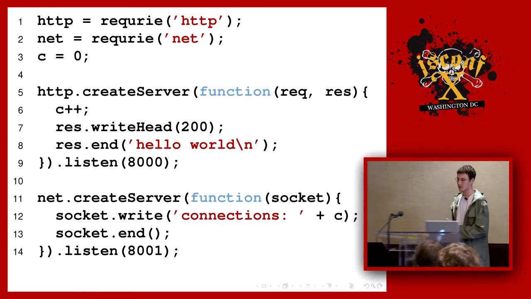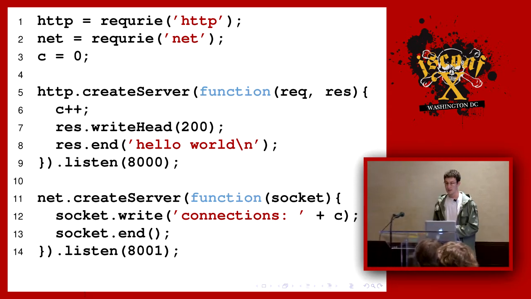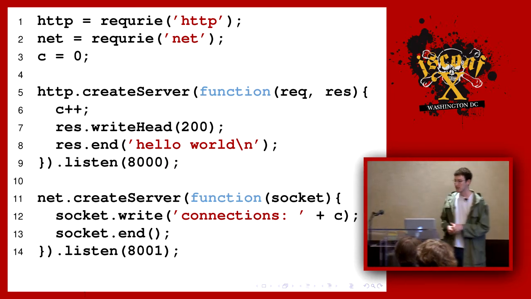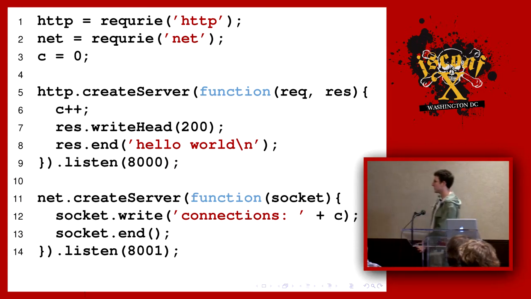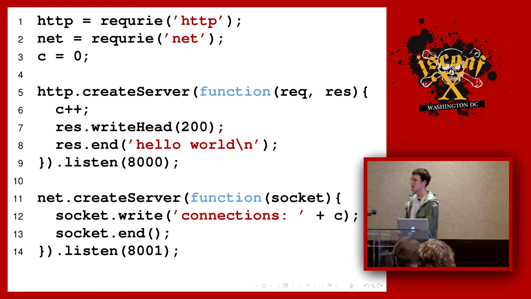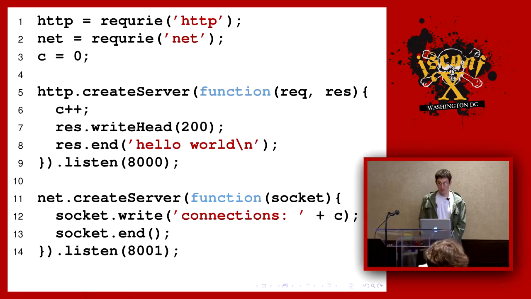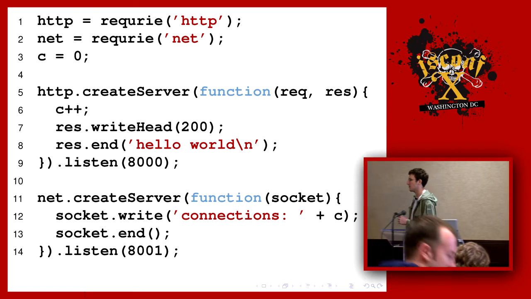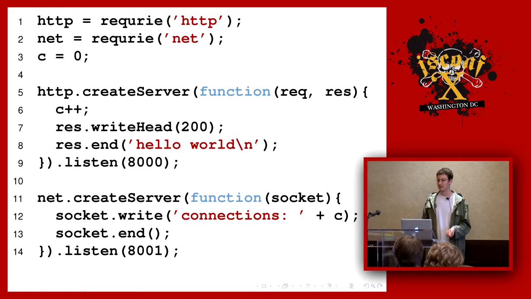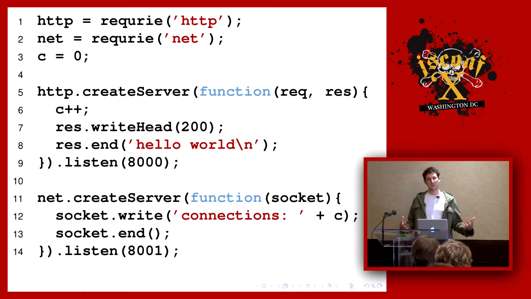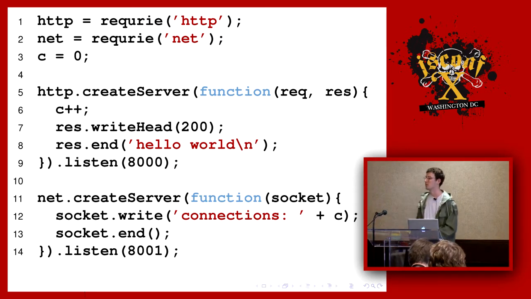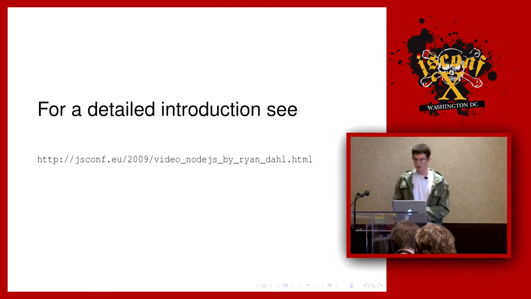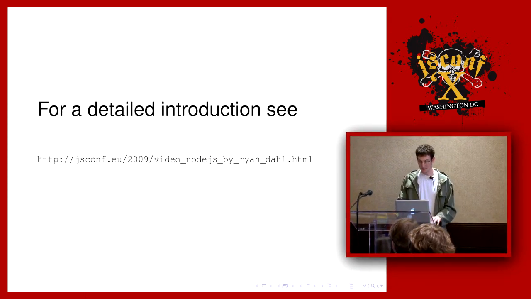And so just a very simple demonstration. This is a little program that starts a web server and starts a TCP server at the same time. The web server is listening on port 8000 and the TCP server is listening on port 8001. When you connect to the web server, you get hello world. And when you connect to the TCP server, it tells you how many people have connected to the web server. Just an example that you can throw lots of different types of I/O into the same program rather easily. So here's a reference to the other video.